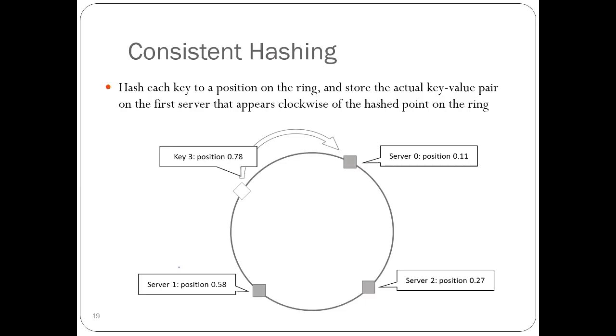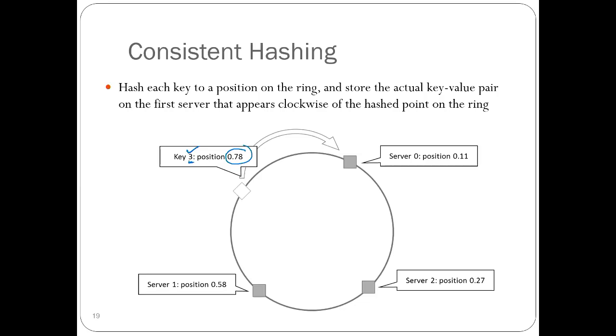Now let's say that we have the key value 3. If it was modulo 3, 3 modulo 3 is 0, so it would go to server 0. But this hash function that we have, consistent hashing, will have its own hash function. It returned the value of 0.78 for 3.